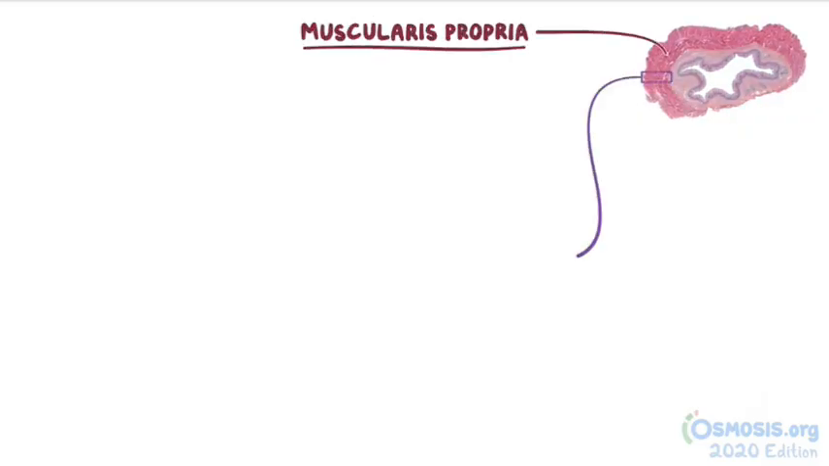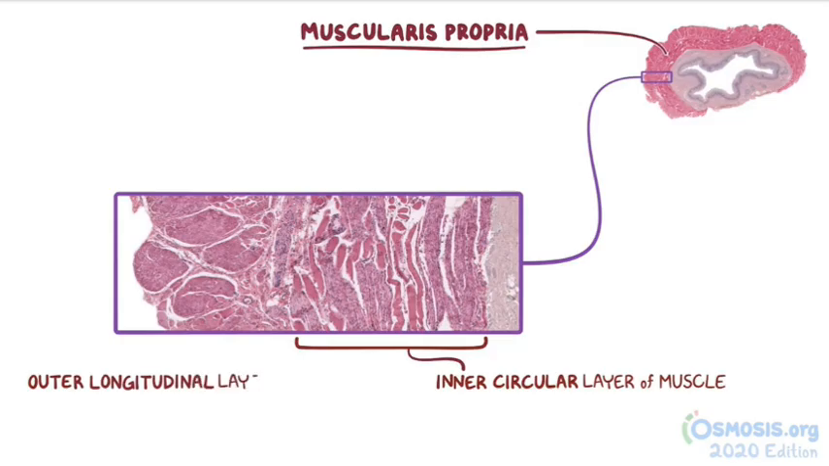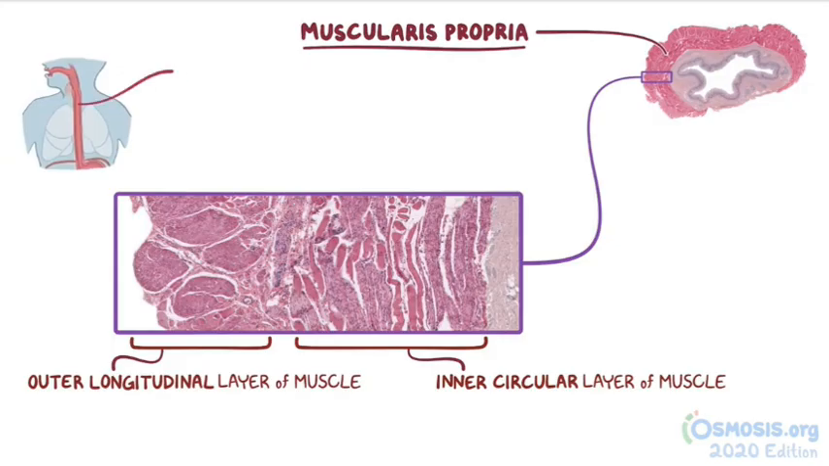The next main layer is the muscularis propria, which varies depending on the portion of the esophagus we're looking at. But throughout the entire esophagus, there will be an inner circular layer of muscle and an outer longitudinal layer of muscle. The proximal portion of the esophagus is under voluntary control, so the upper third of the esophagus will have primarily skeletal muscle. The muscle type will gradually transition from skeletal to smooth muscle.